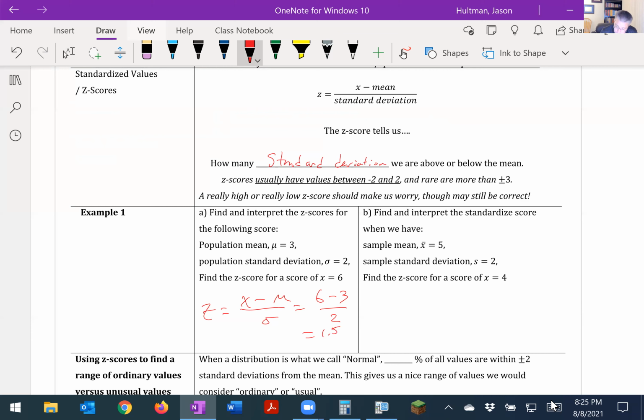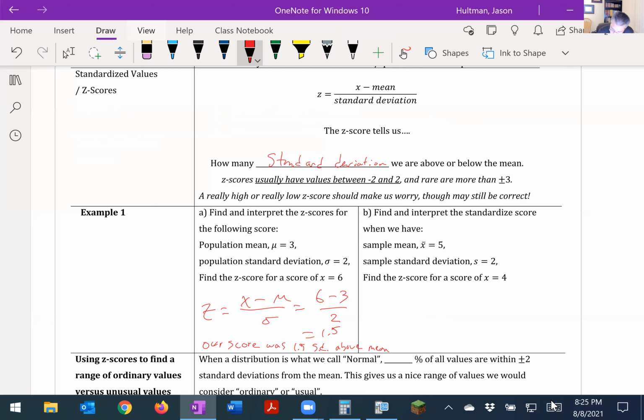So we know that our score was 1.5 standard deviations above the mean. It's a positive, so it's above the mean. Okay, so that was above the mean. Okay, let's look at the next one here.